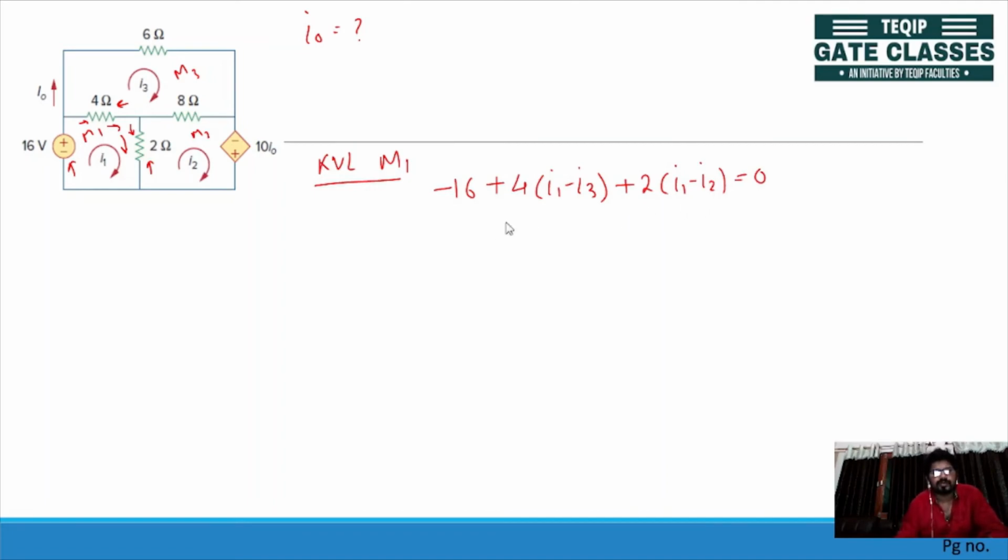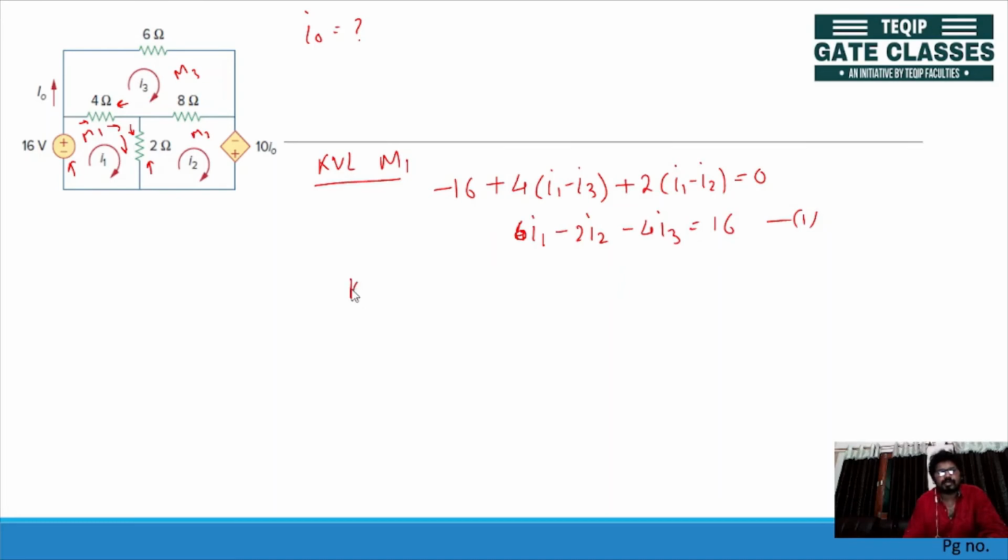Okay, so this is your first equation. So you can simplify this. 4I1 plus 2I1 is 6I1, minus 2I2 minus 4I3 is equal to 16. This is your equation number 1.